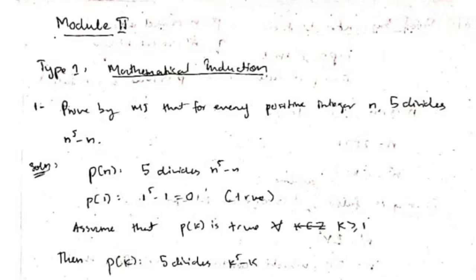In this question we have been asked to prove by mathematical induction that for any positive integer n, 5 divides n raised to 5 minus n. For that you first have to consider p of n, which is 5 divides n raised to 5 minus n. Now for p of 1, 0 is divisible by 5, so p of 1 is true.